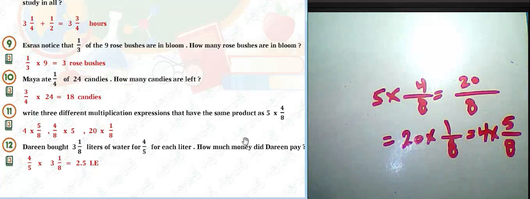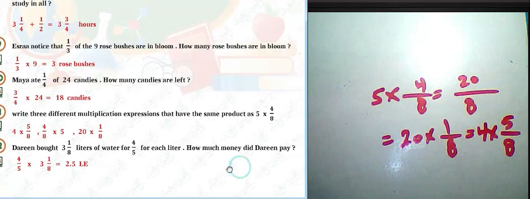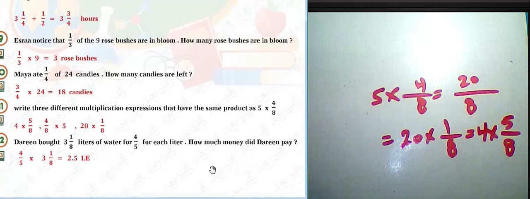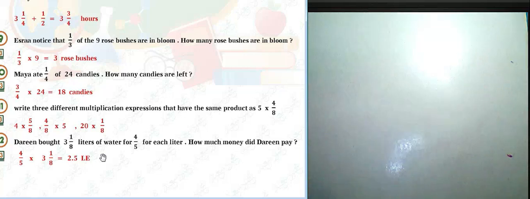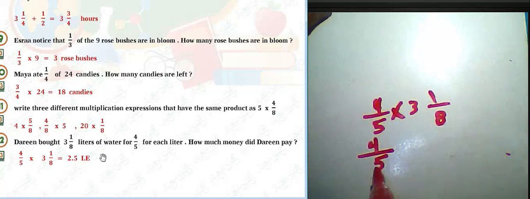Darren bought 3 and 1 over 8 liters of water for 4 over 5 lira for each liter. How much money did Darren pay? We can find the result by multiplying them. 4 over 5 multiplied by 3 and 1 over 8, and then simplify the steps by writing the mixed number as an improper fraction. 4 over 5 multiplied by 3 and 1 over 8. Write 4 over 8 multiplication.